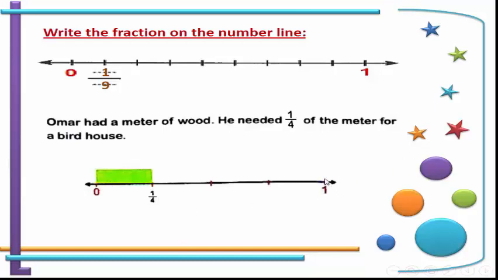Step number 2, divide the number line into 4 equal parts, okay? So 1, 2, 3, and 4. Okay? So the total equal parts is 4, and this after 0, 1. So he needs a fourth of the meter. He needs this part, only this part from all this. Okay?